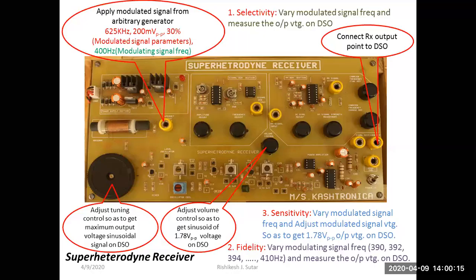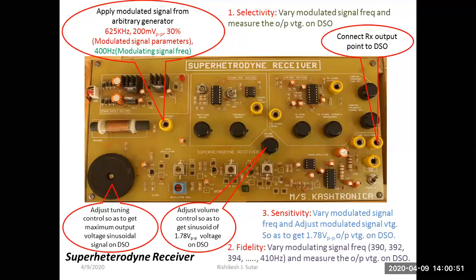To do so, we need to vary the modulated signal voltage, that is, we need to change the 200 millivolt peak to peak setting. Now we will change the modulated signal voltage so that the output voltage becomes 1.78 volt peak to peak. Here we have to plot modulated signal voltage versus modulated signal frequency. So in this way you can perform the superheterodyne receiver practical.